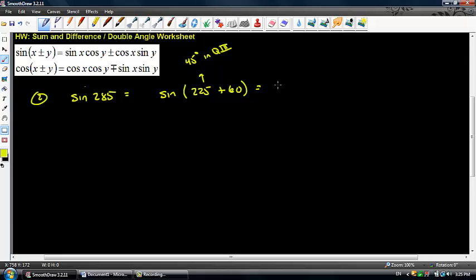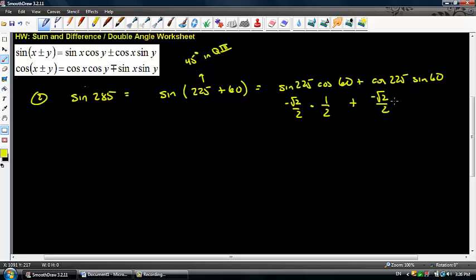So this is going to be sine of 225 cosine of 60 plus cosine of 225 sine of 60. Well, this is going to be negative rad 2 over 2. Cosine of 60 is going to be 1/2, plus this is also going to be negative rad 2 over 2, cosine of 225 degrees. And then sine of 60 degrees is going to be rad 3 over 2. Alright, looks like we've got negative rad 2 over 4 minus, because a negative times a positive is negative, root 6 over 4, so we can simplify this into negative rad 2 minus rad 6 all over the common denominator 4.